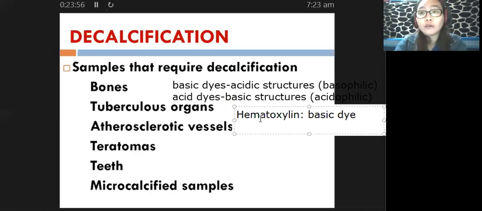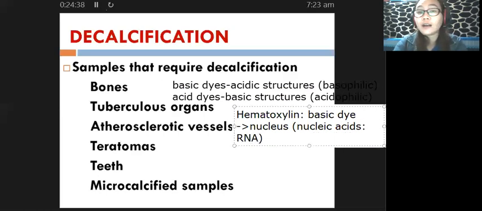And so if we look at the different structures found inside your cell, it is supposed to stain your nucleus. Ma'am, why the nucleus? This is because your nucleus is considered to be an acidic structure. From your human histology, we know that the nucleus is an acidic structure. Ma'am, what makes it acidic? The presence of nucleic acids in your nucleus makes it acidic. Particularly, what nucleic acid? We have your RNA.